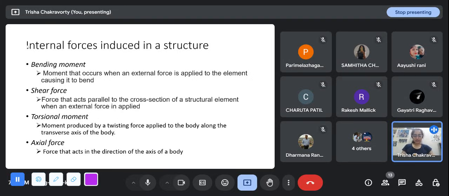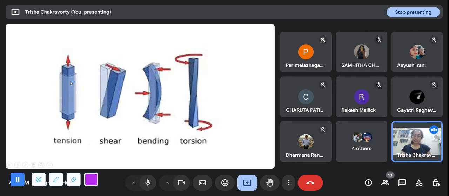So there are two types of forces, axial force and shear force, and two types of moment, bending moment and torsional moment. The first two are a pair because the force is applied parallel to the cross section, and these two are a pair because the moment is applied perpendicular to the cross section. This is how you can visualize it.